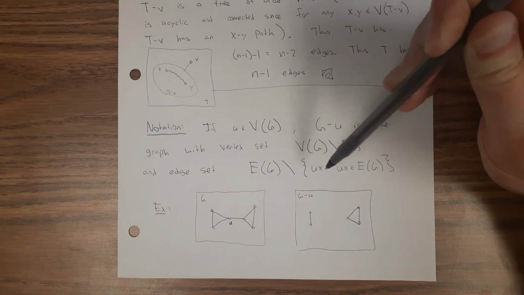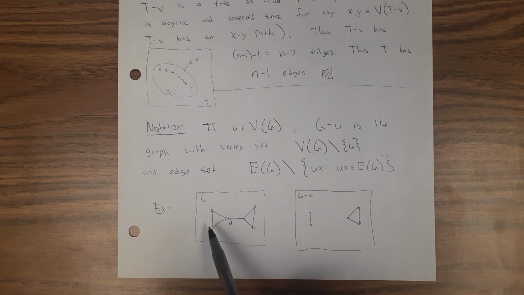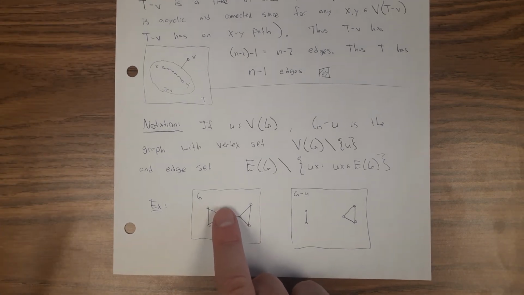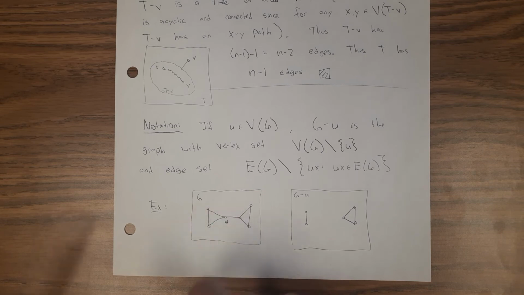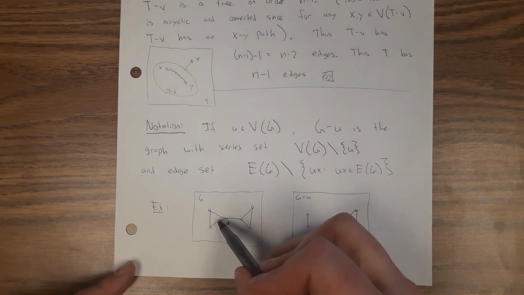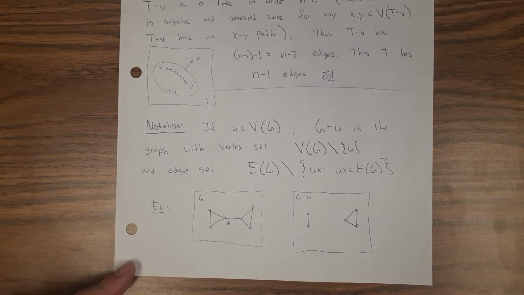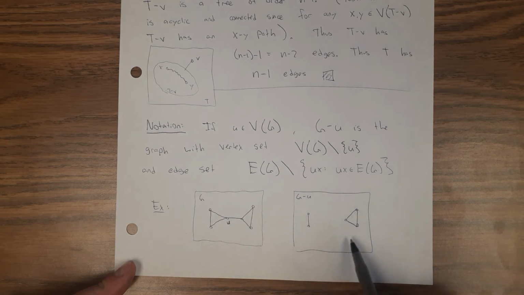That's what this says. For example, if G is this graph and U is this vertex, then G minus U, basically I cover this up with my finger, so there's no more U anymore. And also any edge that touches U is now gone. So the remaining graph just looks like this.